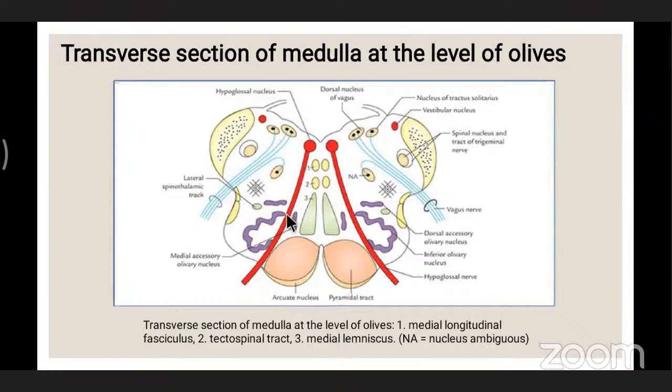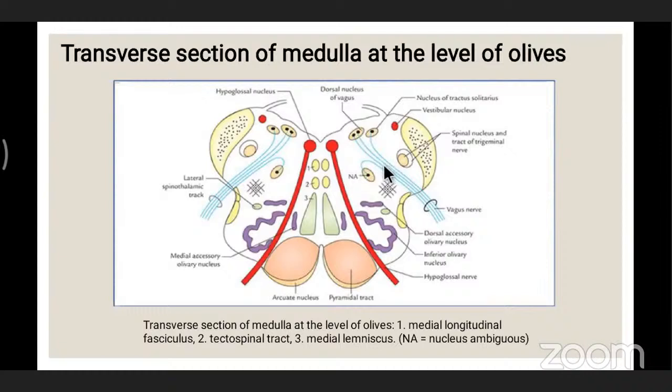Then we have the inferior olivary nucleus. The inferior olivary nucleus is very important as it regulates the signals from the spinal cord to the cerebellum so that motor coordination can be maintained. Then we have the hypoglossal nucleus, from where the hypoglossal nerve arises, and there we have the nucleus ambiguus. From here, motor fibers of the 9th, 10th, and 11th cranial nerves arise.